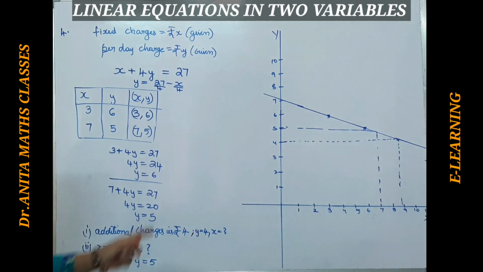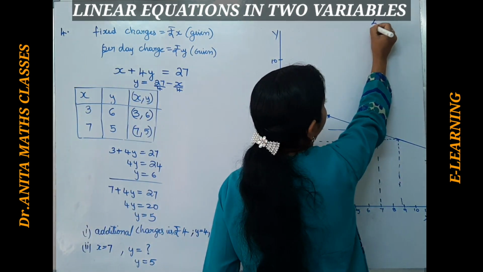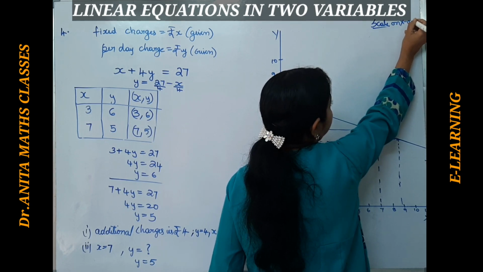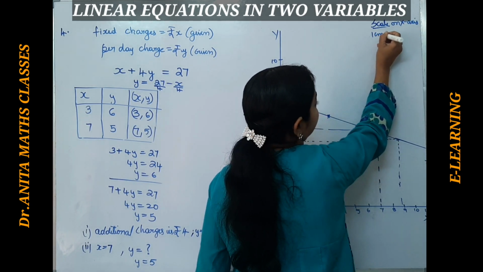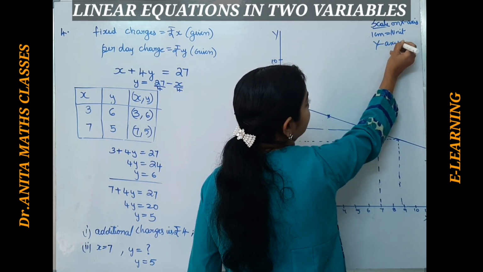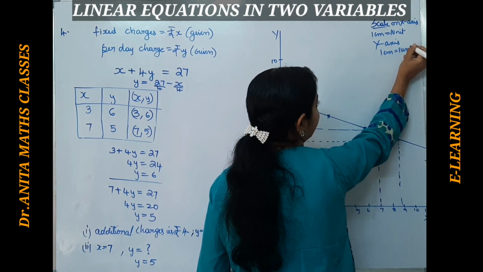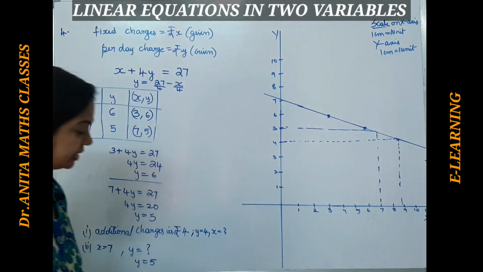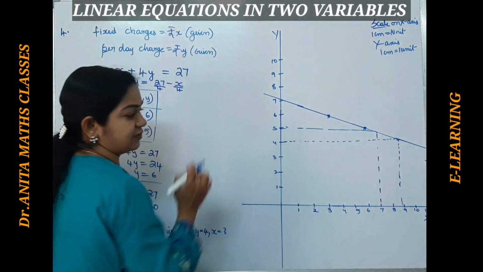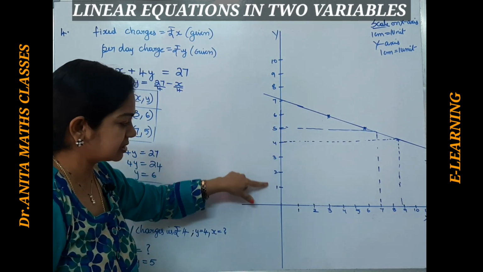Like this we have to find the answers to the questions from the graph itself. Also write down the scale: on the x axis 1 centimeter is taken as 1 unit, and on the y axis 1 centimeter is taken as 1 unit. I haven't written the negative y and negative x because we don't have negative values. Here, when x is 7, we got the y value as 5. My straight line is not clear because I haven't taken it to scale.